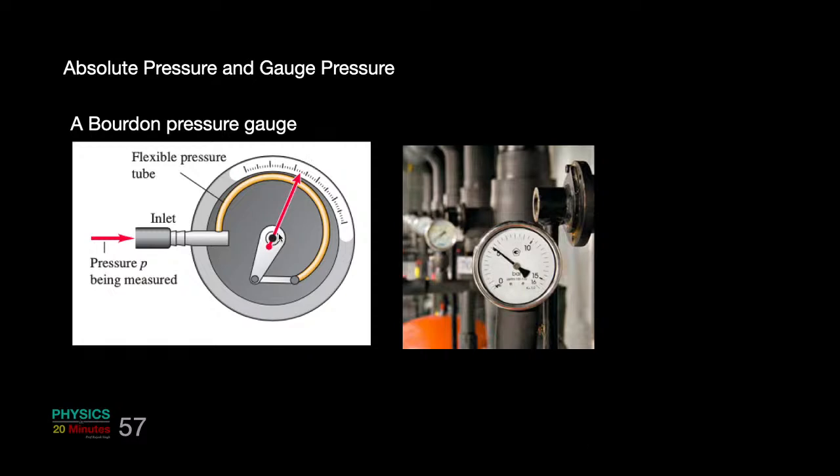This is a commercial pressure gauge which is available in petrol pumps and other places. If the air comes in, it's going to push this flexible pressure tube, and that will push the pointer on the dial. So these kinds of things are available. This is called a Bourdon pressure gauge.